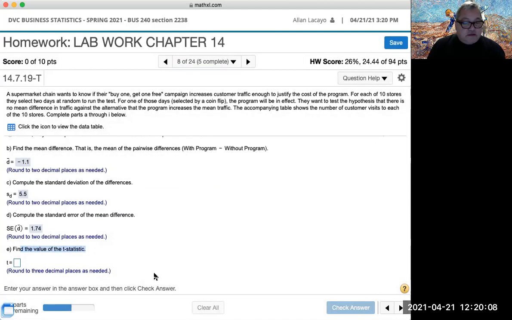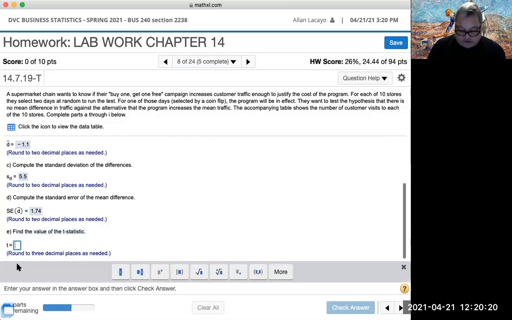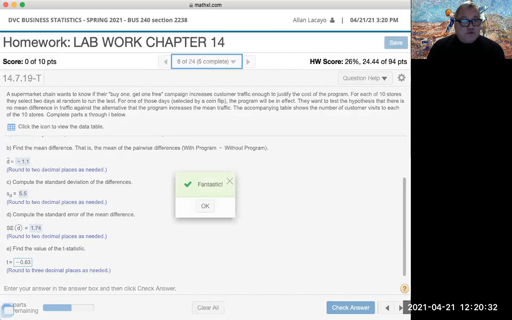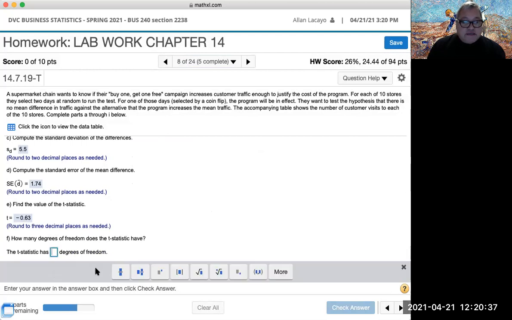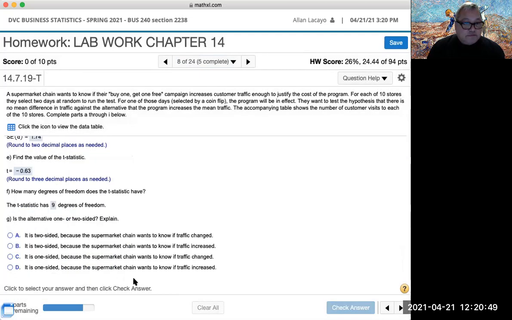And then the test statistic for the null hypothesis that the average difference is 0 also came from the same test procedure that we calculated in StatCrunch. And this is minus 0.63, meaning that there isn't even one standard error's worth of difference between the number 0 and the number minus 1.1. So there's very little difference from 0. In this case, the number of degrees of freedom is the 10 stores minus the 1 degree of freedom lost in the computation of the standard deviation and the standard error. So it's a 9 degree of freedom problem.